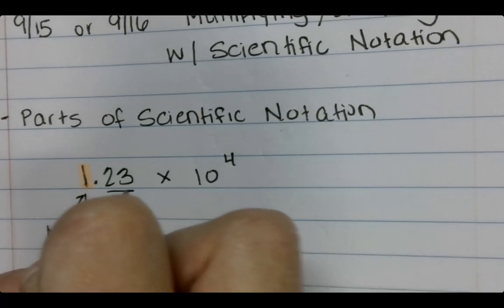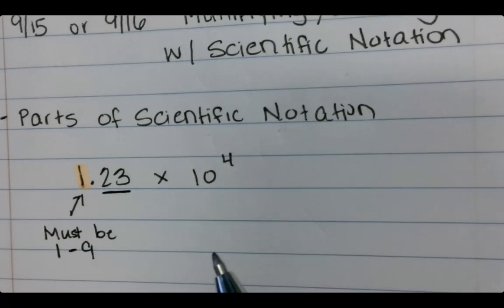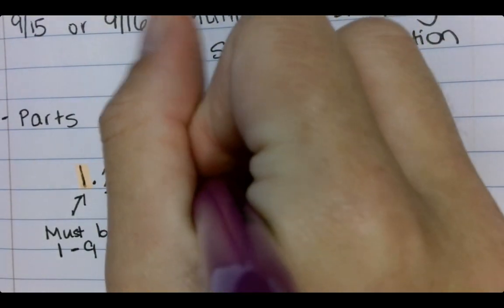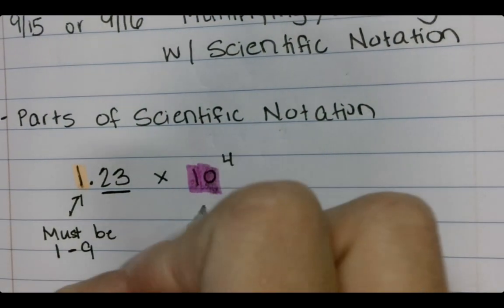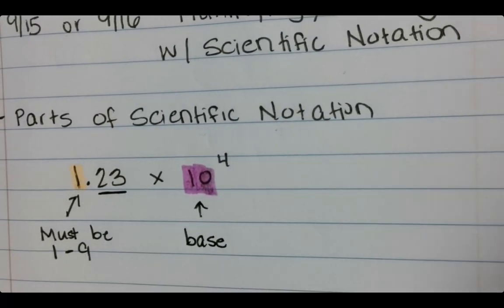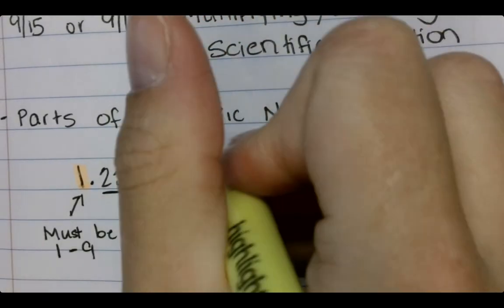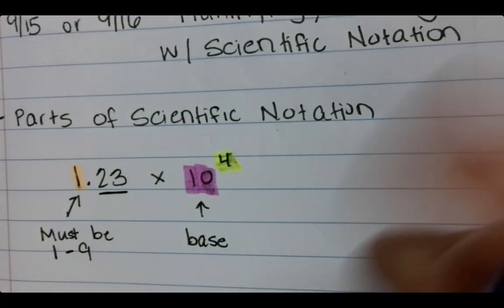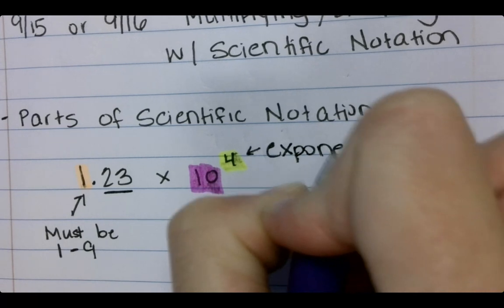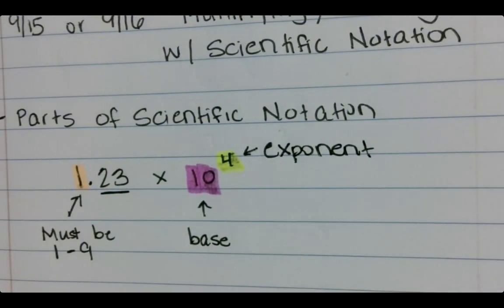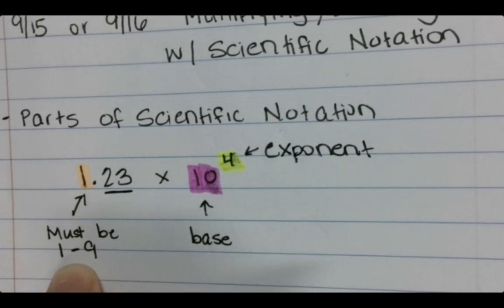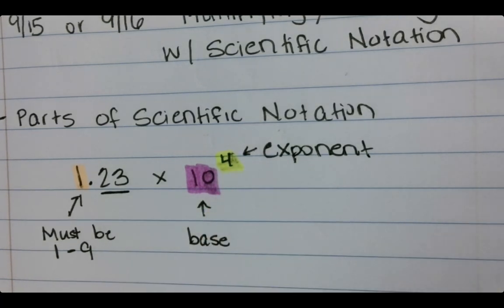This after part doesn't really matter as much. Okay? The 10, if we go back to our exponents, they're not leaving us. There's a reason we did them first. The 10 is going to be called our base, and the 4 is going to be called our exponent. So the number in the very front must be 1 through 9. 10 is the base, 4 is the exponent.